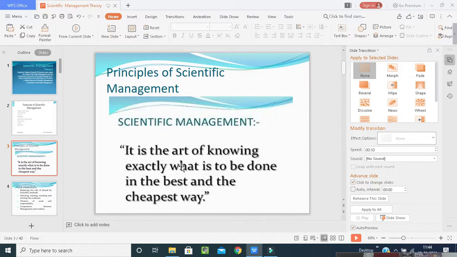What does it mean? It means that scientific management is an art of knowing exactly what is to be done in the best and the cheapest way. That means with less expenditure, we have to take out the output in an effective way. That means quality of work should be there and the output should be completed in the cheapest way. This is the main purpose or the principle of scientific management.